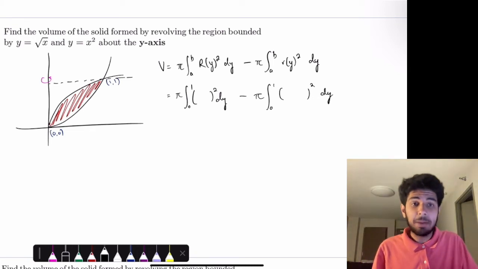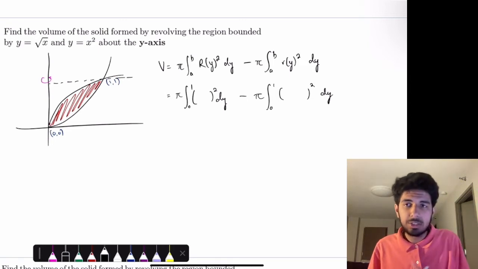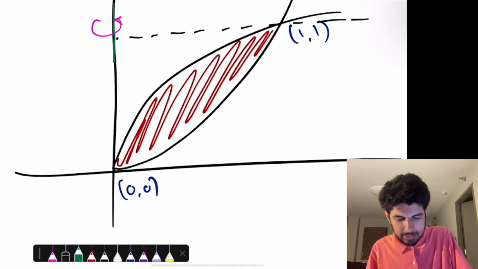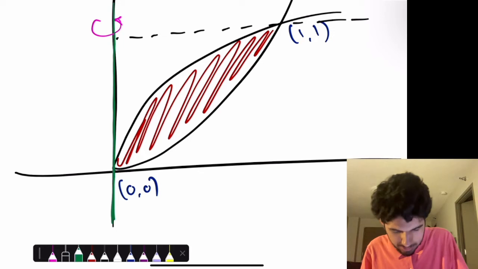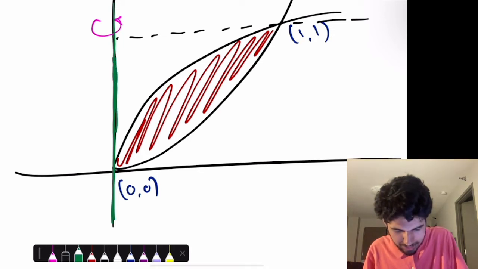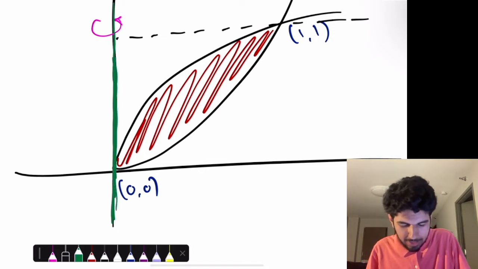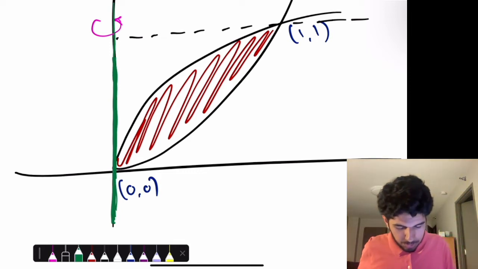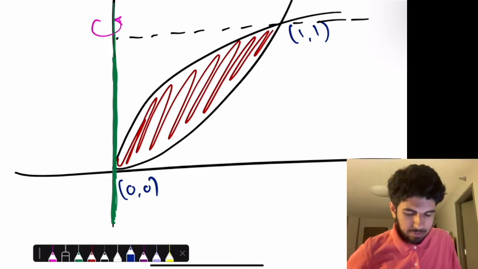Same logic. Capital R will be the distance from the axis of rotation to the further away function, the outer function. Lowercase r of y will be the distance from the axis of rotation to the inner function. So if we zoom in here, I'll make the axis of rotation green now, so it's a little bit clearer. Perhaps I should have erased that black, but it's okay. Great. So capital R will look something like this.